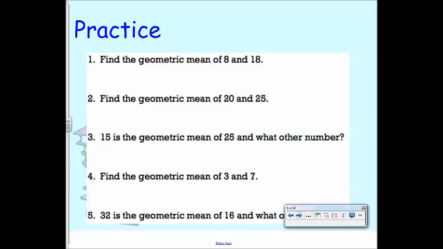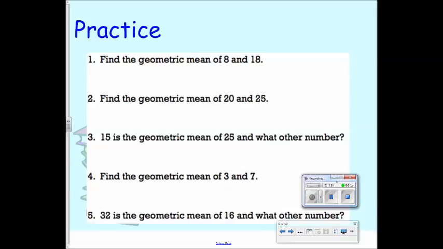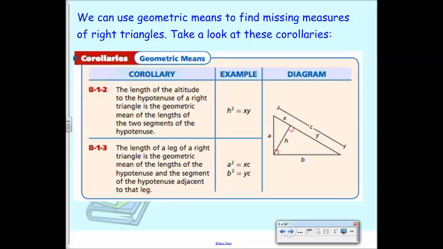Okay, so geometric mean, again, to find the geometric mean, if they just give you the 2 numbers, you multiply and then square root. To go the other way around, you would square it and then divide. All right, so the reason that we need to know that is because we can use geometric means to find missing measures of right triangles. So take a look at these corollaries.